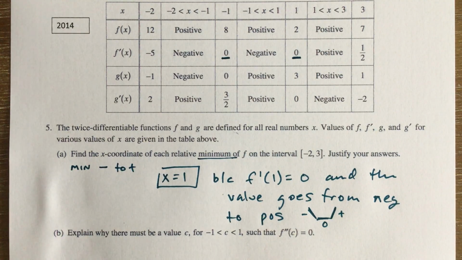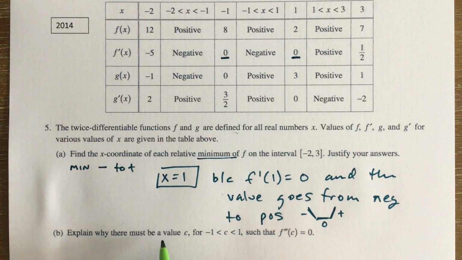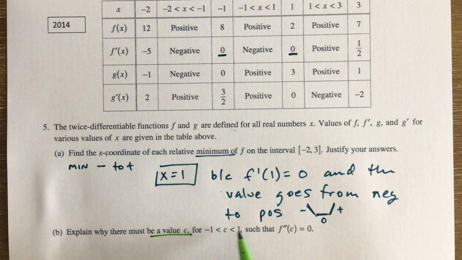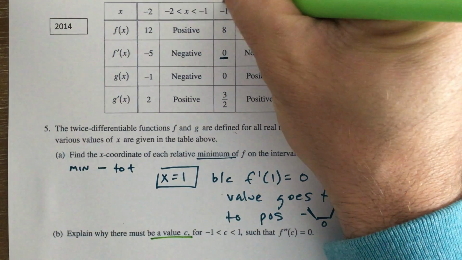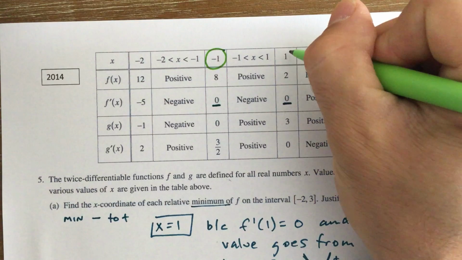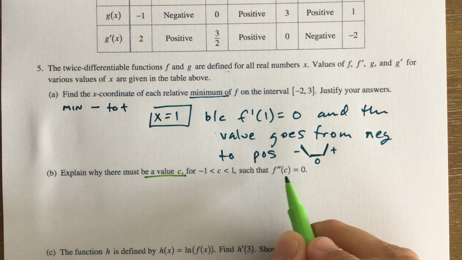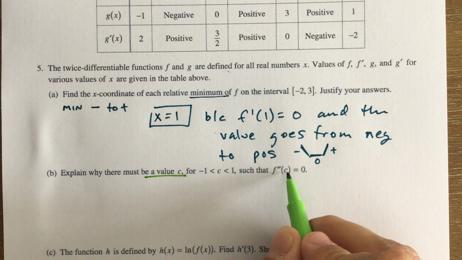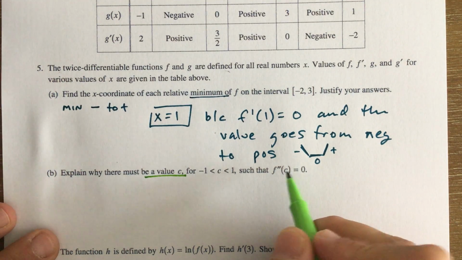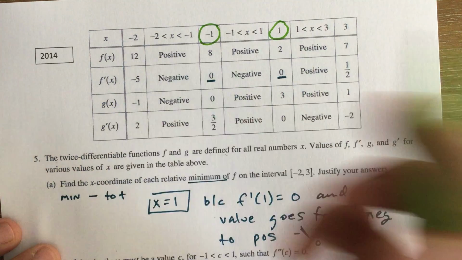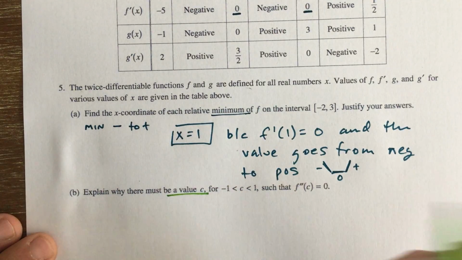So explain why there must be a value of c, so intermediate value theorem, mean value theorem most likely, from -1 to +1. So from that value right here to that value right there. That's nice that they're narrowing it down for us, such that the second derivative of some value is equal to 0. So we're not given the second derivative, so we're obviously going to have to take the derivative of that, which means we would be talking about the mean value theorem.